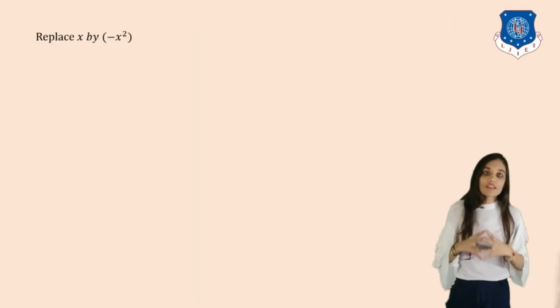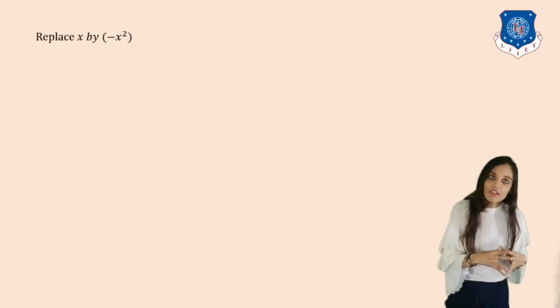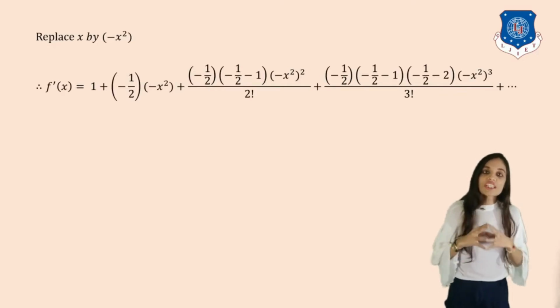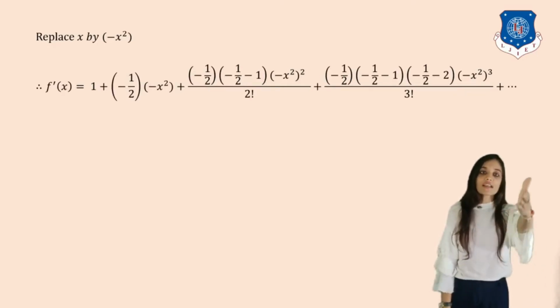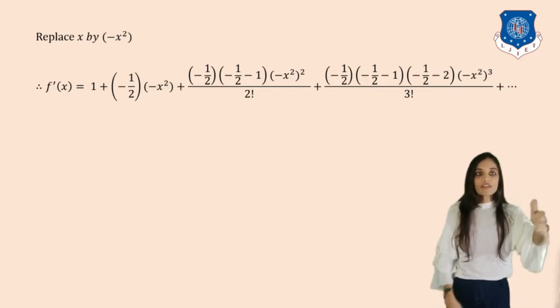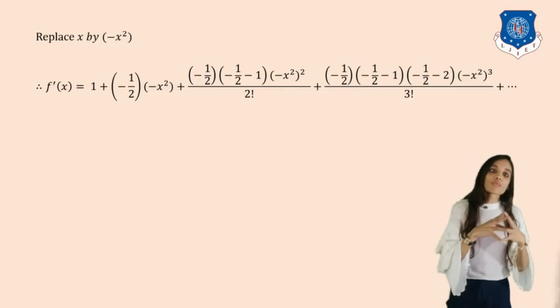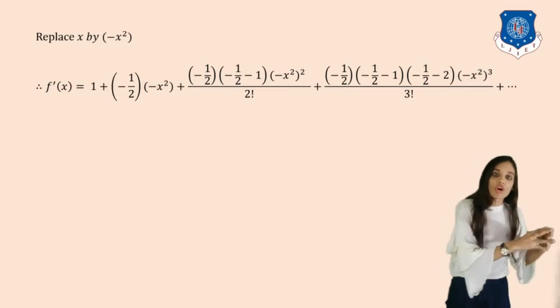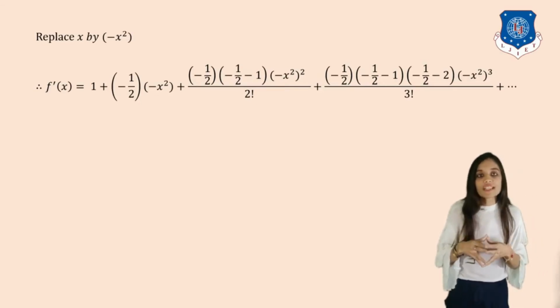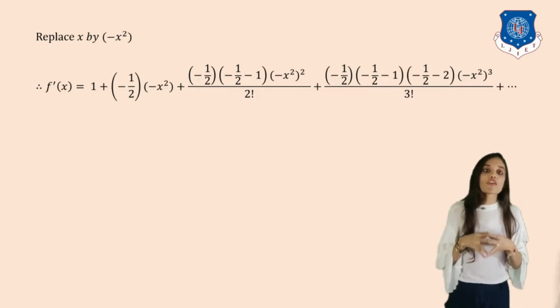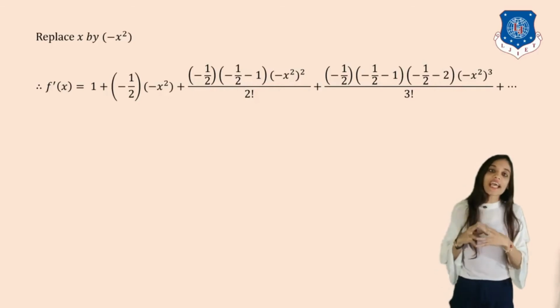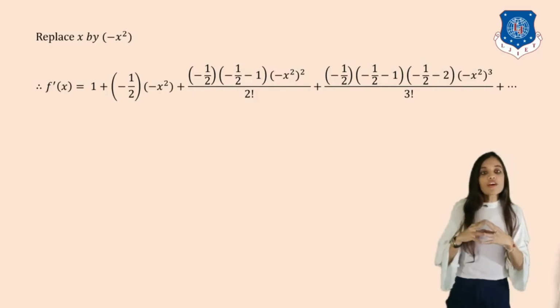So what we will do is replace x by minus x square and n by minus half in our binomial series. So we will get f dash of x is equal to 1 plus minus half into minus x square plus minus half into minus half minus 1 upon 2 factorial into (minus x square) whole square, and so on. So what we have done here is represented f dash of x in the form of a binomial series by replacing x by minus x square and n by minus half. So now we will simplify.